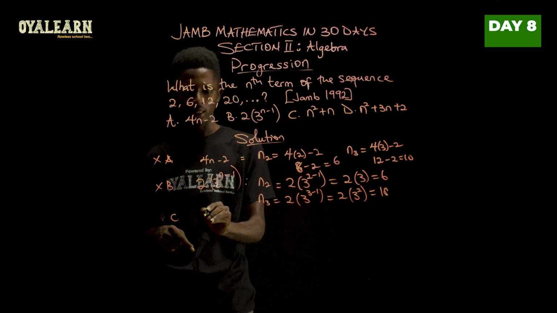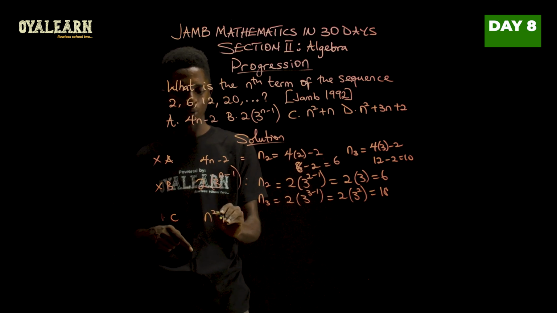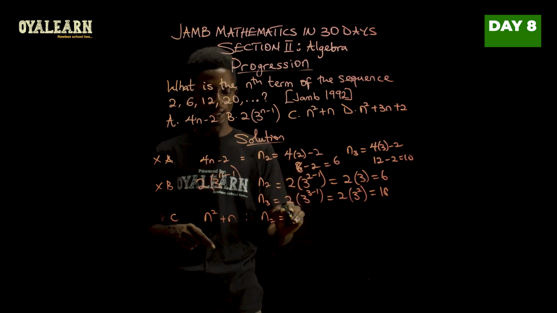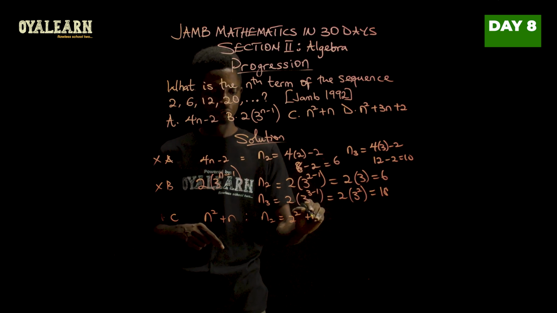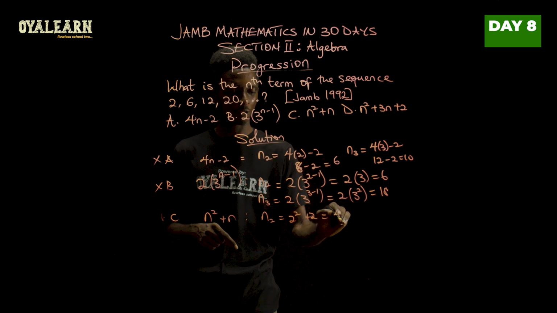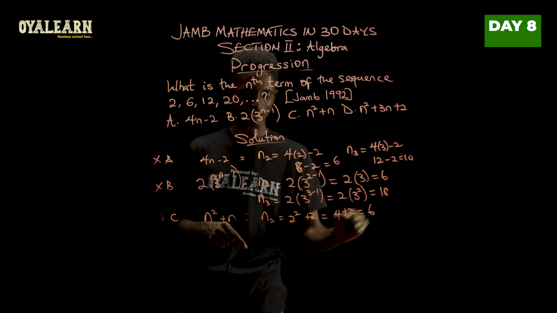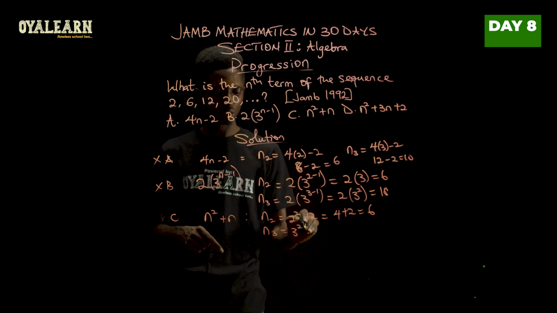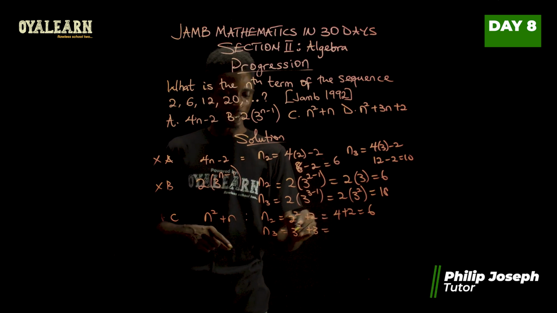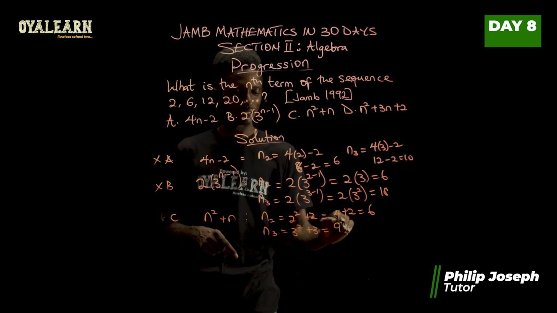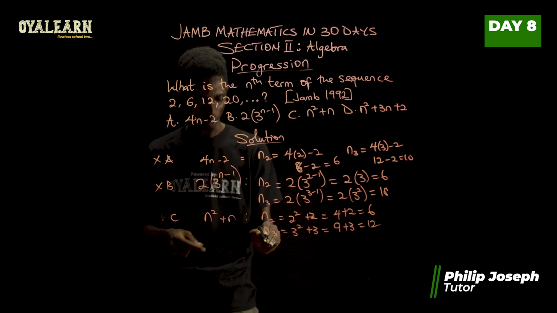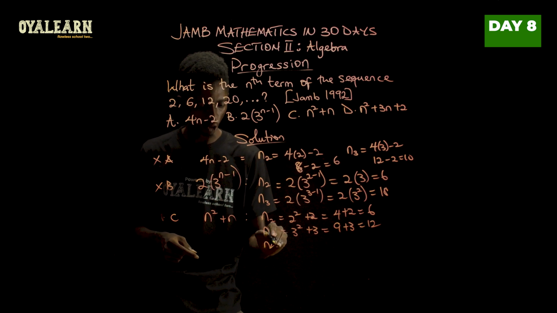Let's test option C. We have n squared plus n. Now, for term number 2, that will imply that we have 2 squared plus 2. And this will give you 4 plus 2, which is 6. Now, n3 will be 3 squared plus 3. And 3 squared is 9. 9 plus 3 is 12. That's correct. Wow. So let's try n4 now.